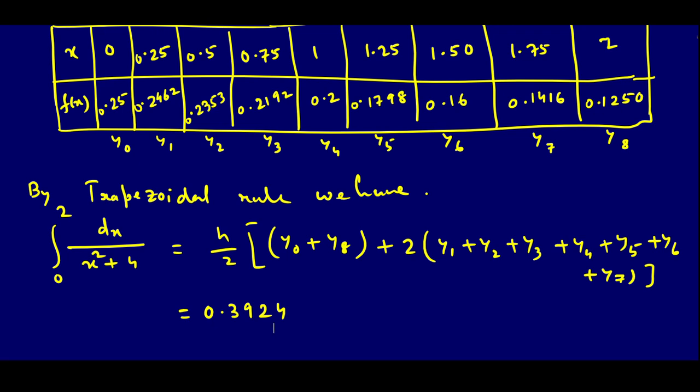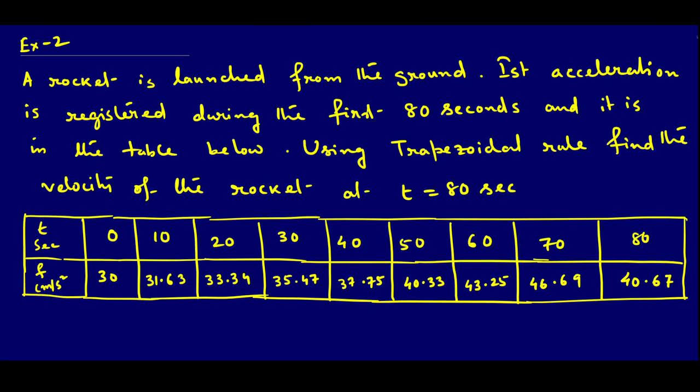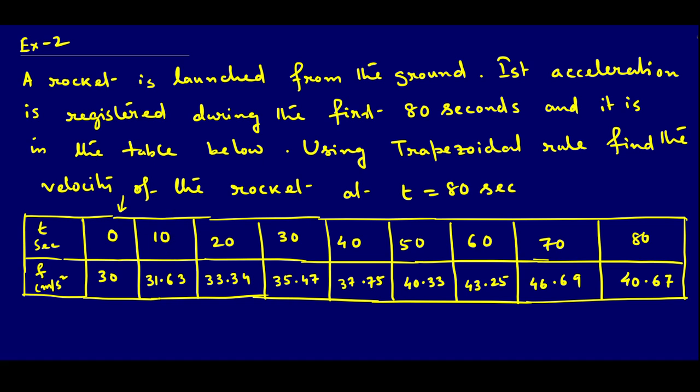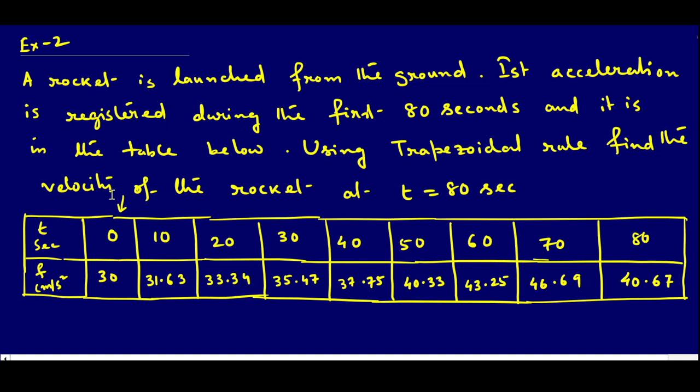So let us take one more problem. Here, see, a rocket is launched from the ground. Its acceleration is registered during the first 80 seconds, and it is in the table below. So it's given, see, at 0 second the acceleration is 30. At 10 seconds, it is 31.63. So like this, till 80 seconds, all the accelerations are provided to us.